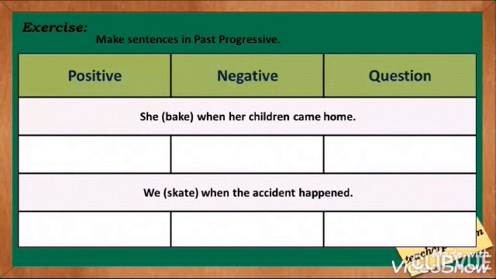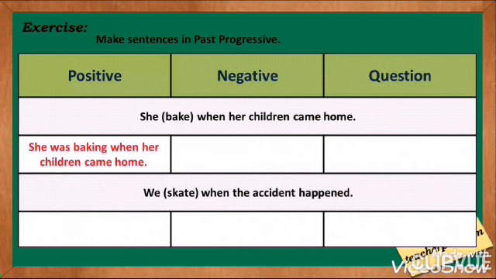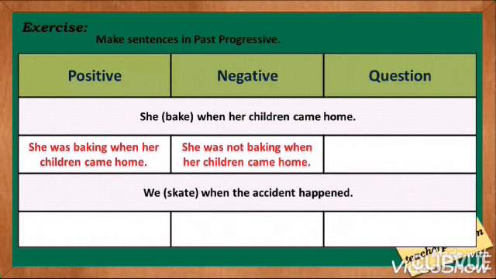This is an exercise for the past continuous. Make sentences in the past progressive. She baked when her children came home. The verb is bake, so we have to change it into past continuous because it is a long action. So, she was baking when her children came home. The negative form: she was not baking when her children came home. The question: was she baking when her children came home?